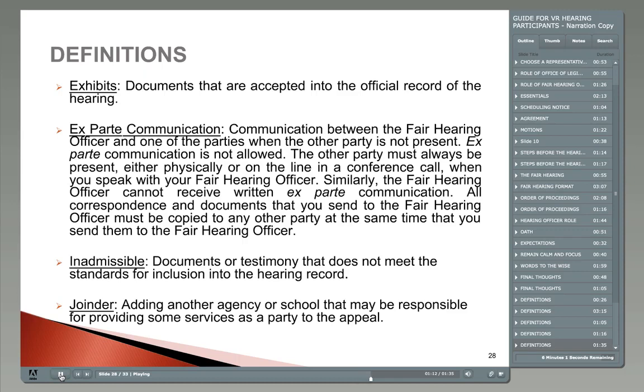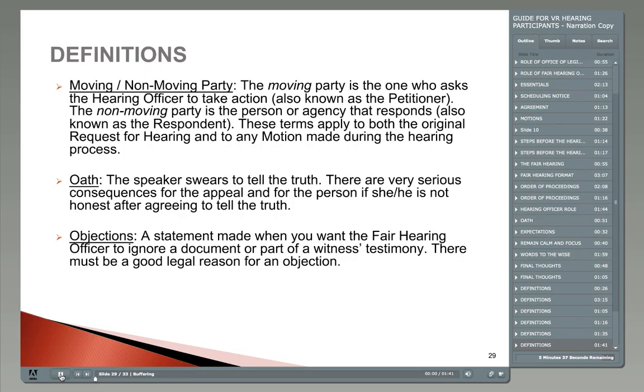A joinder is adding another agency or school that may be responsible for providing some services as a party to the appeal. Just think about it as sort of a tack-on, right? So a joinder is typically done on an agency basis. It's typically an agency or a school that's added in because they're a critical component of what could make that case move forward or make that case be successful. The moving or non-moving party, we've talked a little bit about. The moving party is the one who asks the hearing officer to take action.